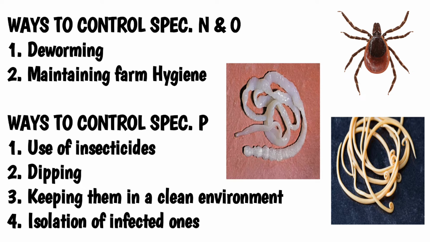Then for ways to control specimen P, one, use insecticide. Secondly, dipping. There's a large pool of water that has been mixed with insecticide. So you simply dip the animal into it to remove this parasite. Also keep the environment clean, and also if you suspect that you have an infected farm animal, you could isolate it from the others and treat it properly.